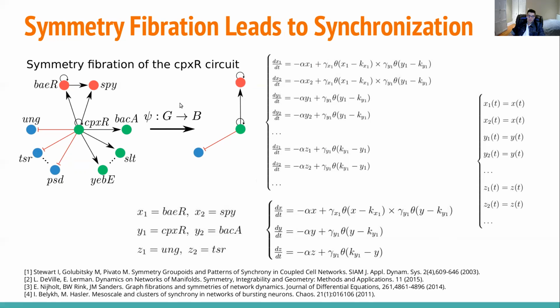Then, if there is this fibration, for every solution of this network of 3 equations, say the solution is x of t, y of t, z of t, there exists a solution for the base, for the original graph, such that x1 of t is equal to x, x2 is also equal to x, y1 is equal to y, y2 is equal to y, so all y's are equal to y, and all z's are equal to z. So really what's happening is that we take the solution to this network, embed it back there, and then we copy all the diagonals.